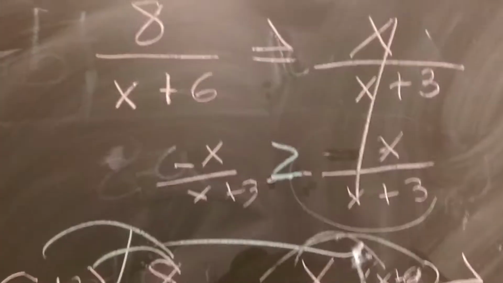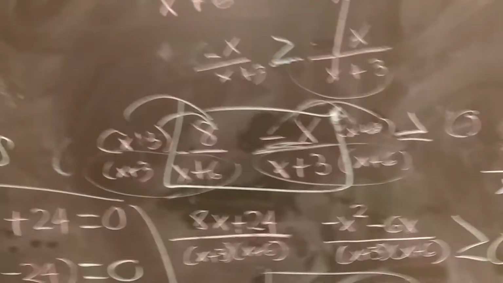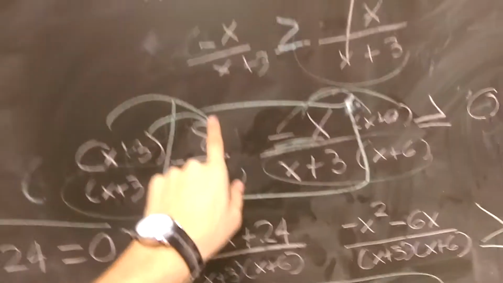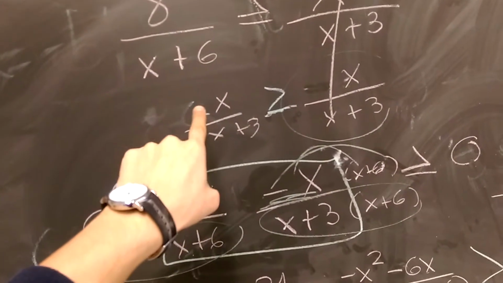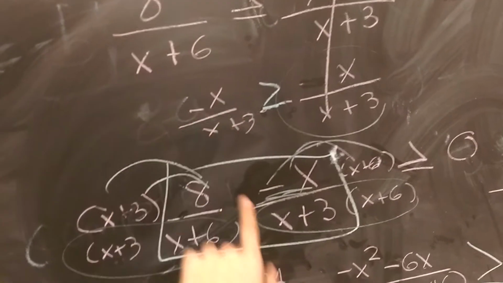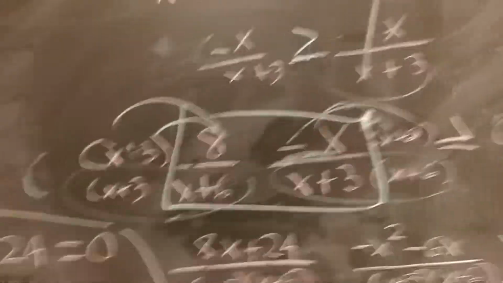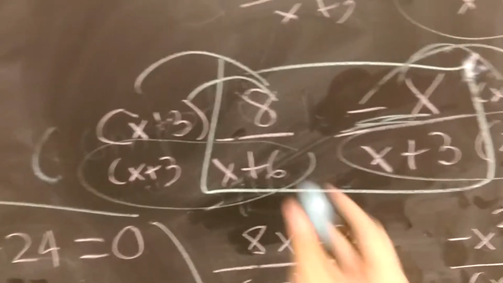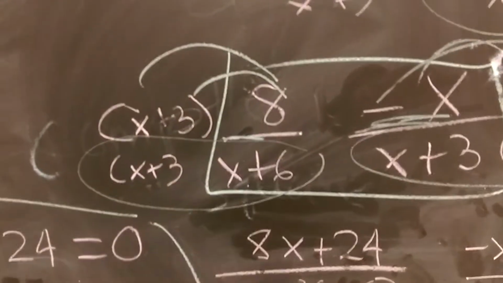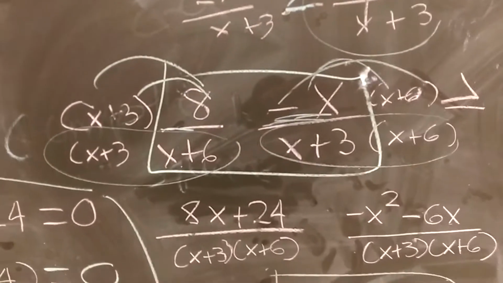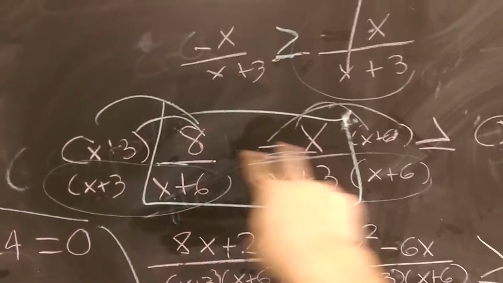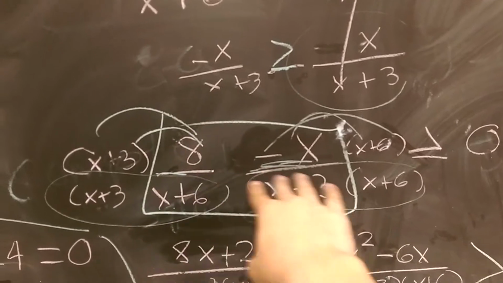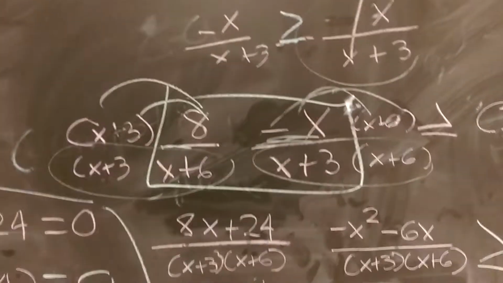Now, once you move this over, there is a cancellation. It will cross out. So we look down here, you will end up with this right here: 8 over x plus 6 minus x over x plus 3, which is this right here. So again, 8 over x plus 6 minus this is the same thing here. We just wrote it horizontally because it looks better like that.